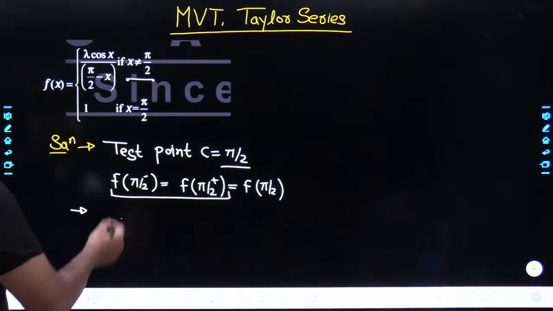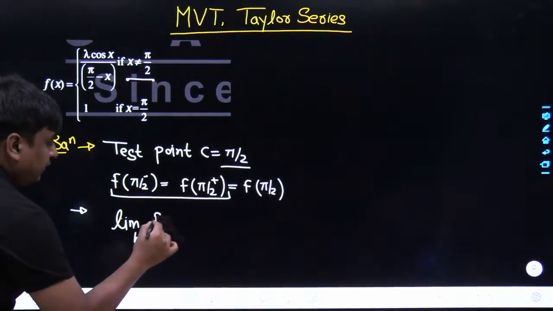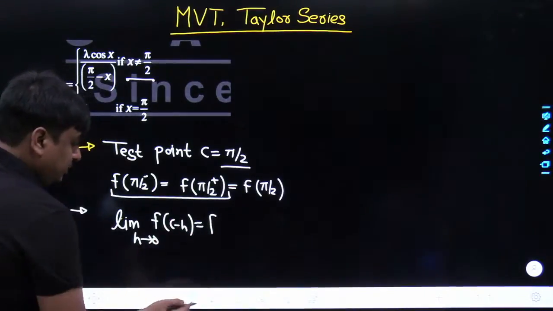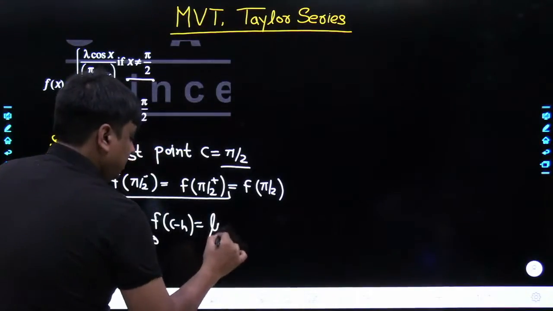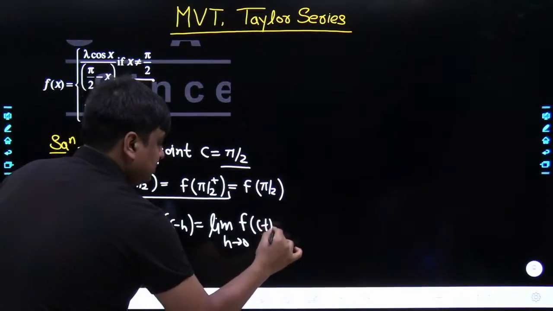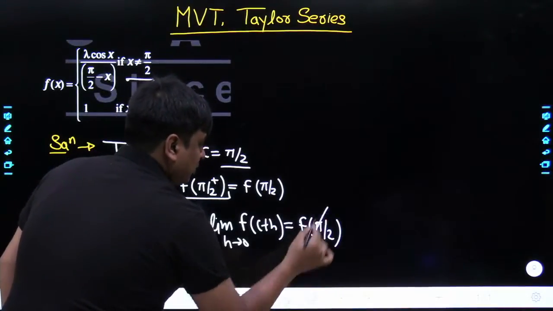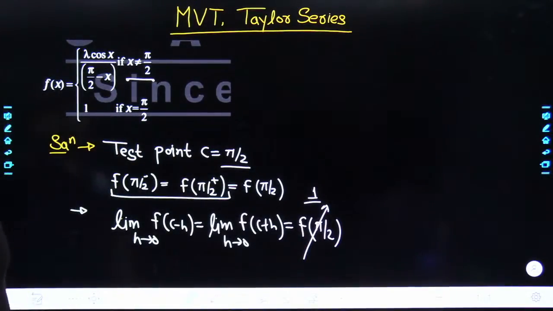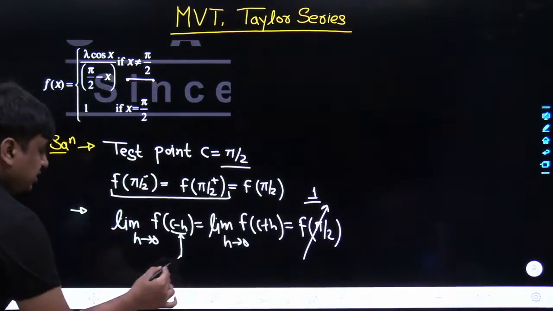Is that part clear? So now what would be the formula? It would be limit h tends to 0, f of c minus h has to be equal to limit h tends to 0, f of c plus h, and has to be the very same as f of pi by 2, where the value at pi by 2 is clearly known to be 1.